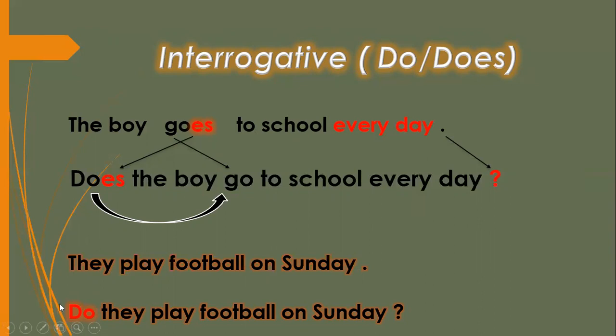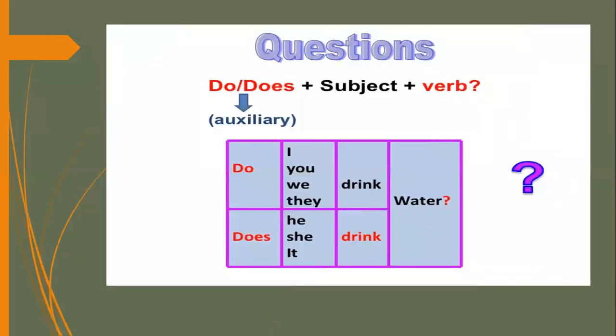Here we use do to make a question because the subject is plural. So here we use "Do they play football on Sunday?" And don't forget to change the full stop into a question mark. The rule says that to make a question in the simple present form, you are going to use do with plural subject, does with singular subject.